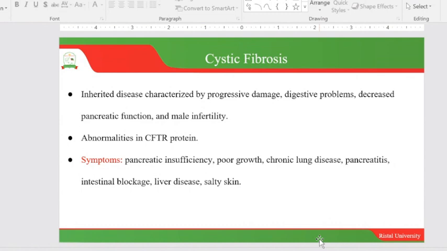So the symptoms, we are looking at pancreatic insufficiency, and also we are looking at poor growth. We are looking at chronic lung disease. We are looking at pancreatitis. We are looking at intestinal blockage, liver disease, and salty skin. And we are saying most of these can vary widely among people.